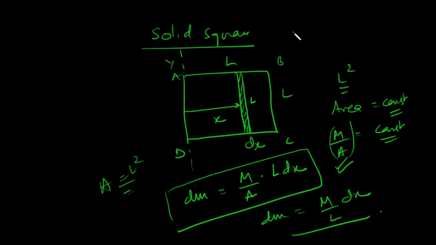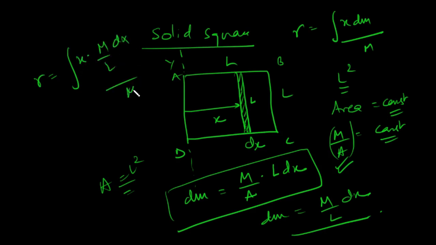And what will be the center of mass? R would be equal to integration x dm divided by integration dm, which will be m. So R would be equal to integration x times m divided by L dx by m.